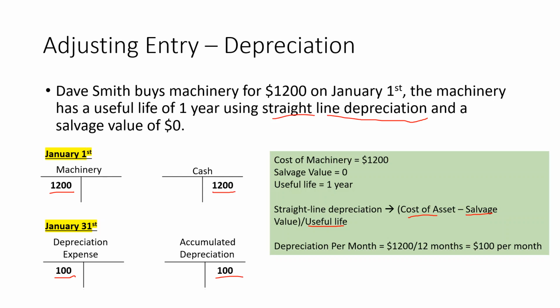Now, accumulated depreciation is not a liability account. Accumulated depreciation is a contra asset account. In other words, accumulated depreciation is an asset account with a normal credit balance. Normally, asset accounts have a normal debit balance, but in this case, accumulated depreciation is a slightly different account. So that's important to know, and that's the entry we make.